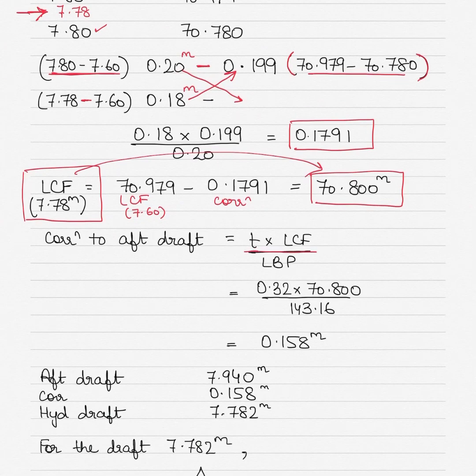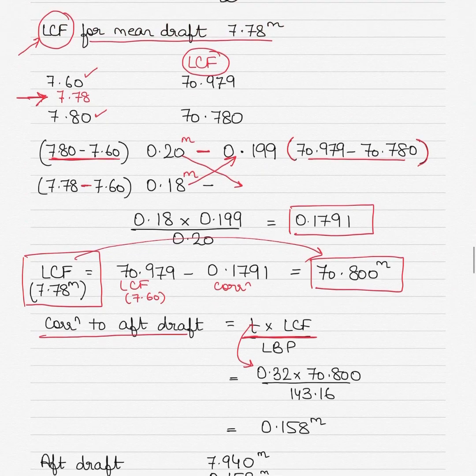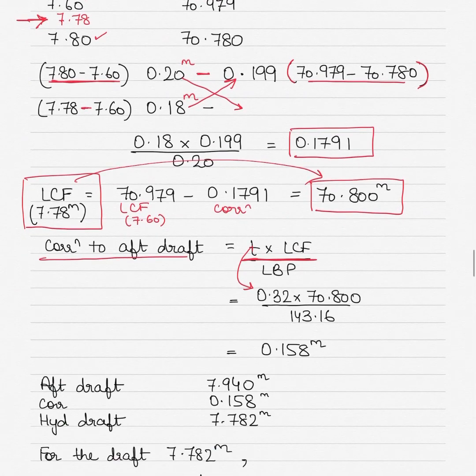Now you will take this LCF value and find out the correction that you have to apply to the aft draft to get the hydrostatic draft, because that is our purpose. Our purpose is to get the hydrostatic draft. So trim multiplied by LCF divided by length between perpendicular, or LBP, will give you the correction. Trim, you have in the question, you have just calculated, is 0.32 meters. Alright, just you calculated above, 7.94 minus 7.62. The LCF value you just now found out.